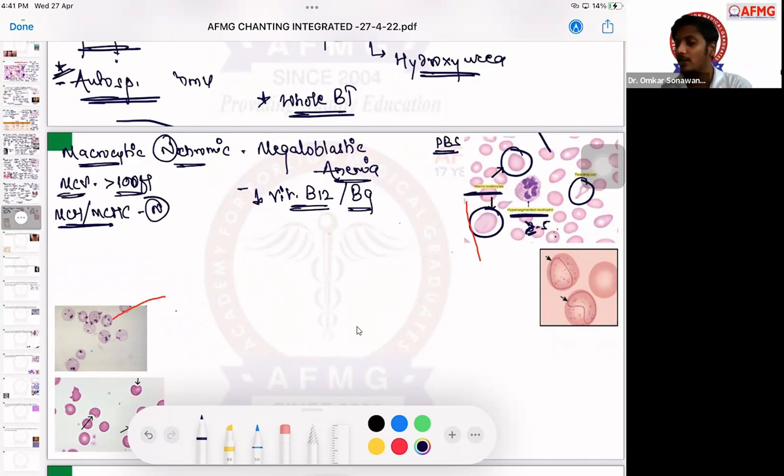As well as, please remember, vitamin B12 deficiency can also be seen with a type of gastritis. Which type of gastritis and which type of anemia is seen? Please let me know in the comment. Which type of gastritis and which type of anemia is seen due to isolated vitamin B12 deficiency? Please let me know.